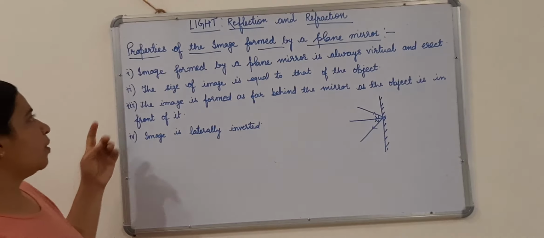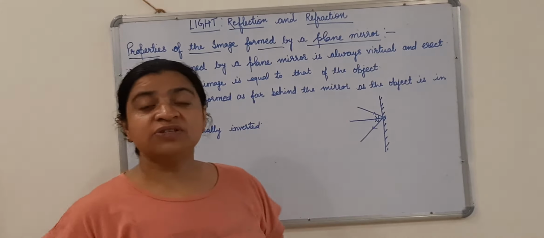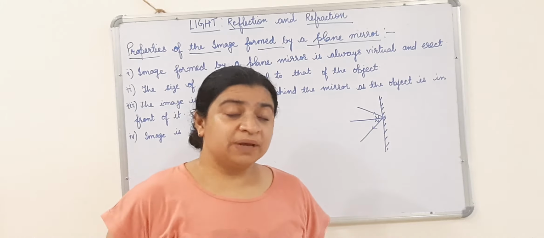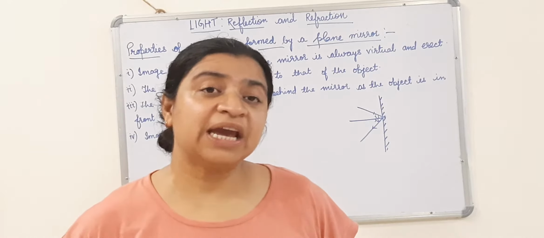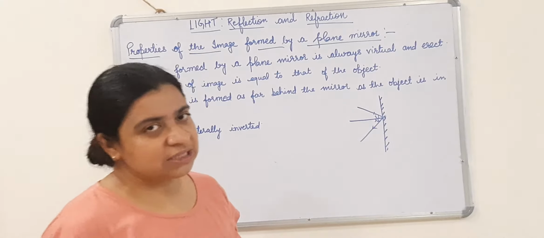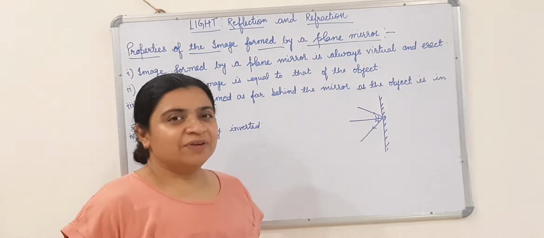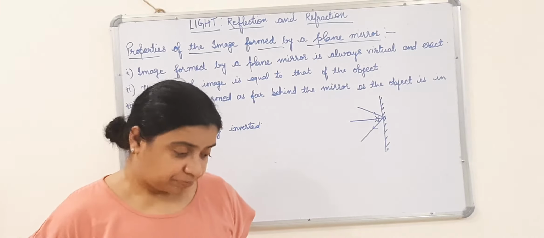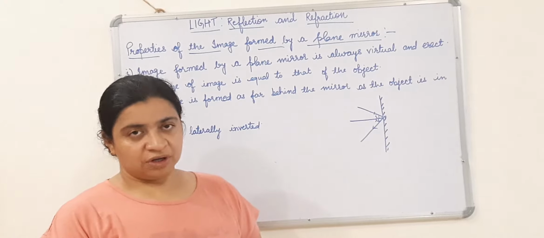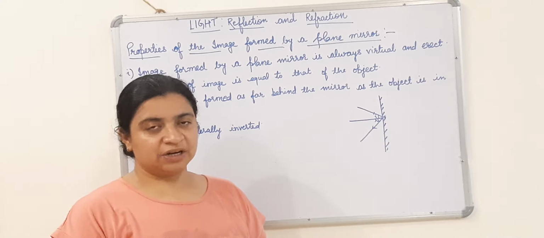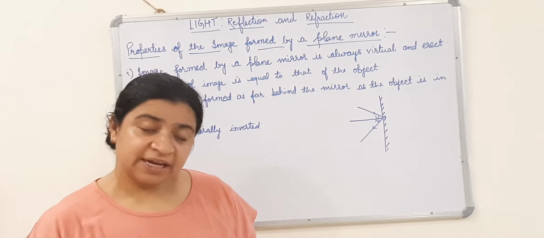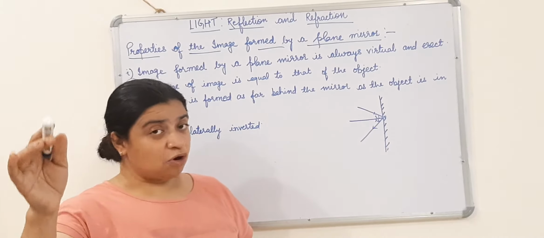So let us first talk about the image formed by a plane mirror. It is always virtual and erect. Children, what do you mean by virtual? Virtual means such a type of image which we cannot obtain on the screen. Now what is a screen? Why can't we obtain it on the screen? Because you can do one experiment. Suppose there is a mirror. You stand in front of your looking glass or the mirror which you have in your house. Do you see yourself in the mirror? Yes, you see yourself. The image is formed.